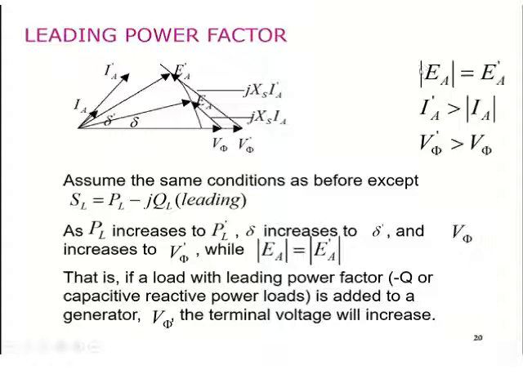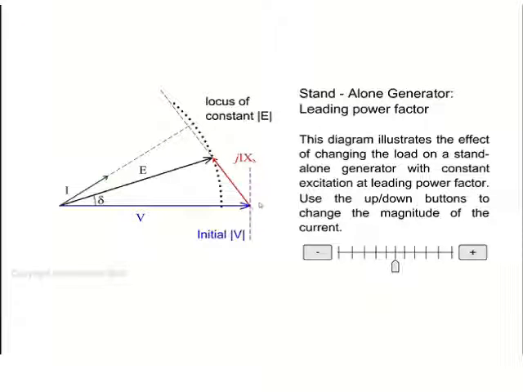Again, in this case, the excitation is remaining constant. The load can be represented as PL minus jQL. Minus sign stands for the leading case. So as PL increases to PL dash, delta increases to delta dash, and V increases to V dash. That is, if load with leading power factor, that is minus Q, is added to a generator, its terminal voltage increases. The voltage can be adjusted by reducing the excitation.